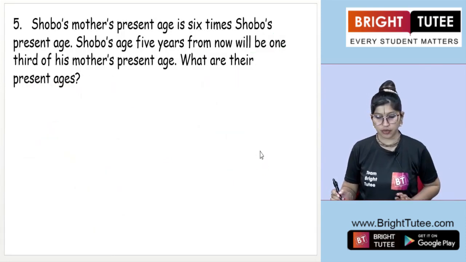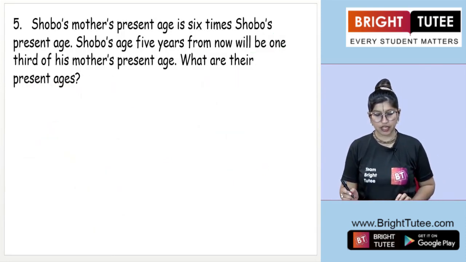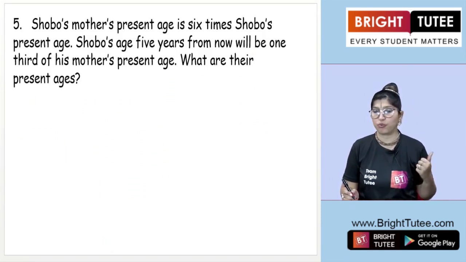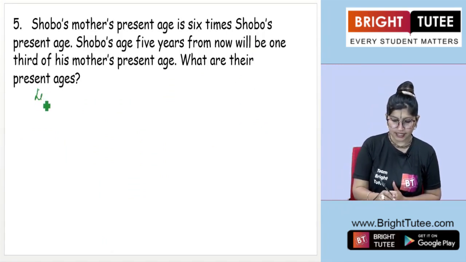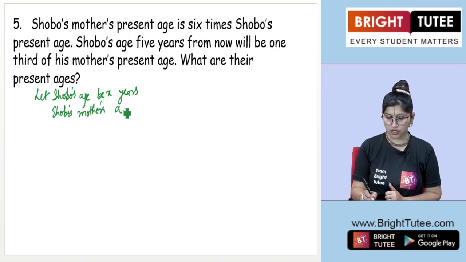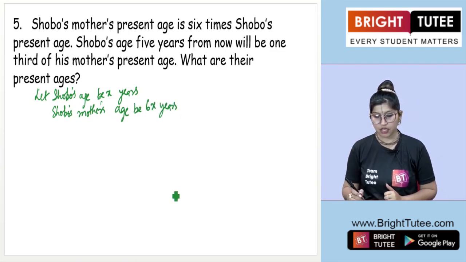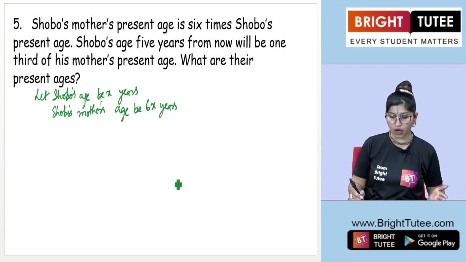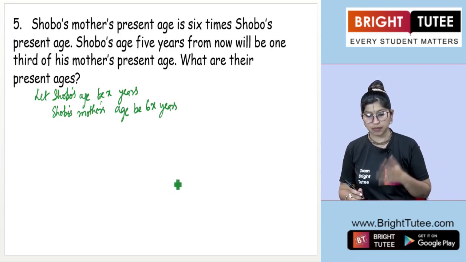Moving on to another question, question 5. Question 5 says that Shobo's mother's present age is 6 times Shobo's present age. So what is the first thing which we'll be doing? Yes, let Shobo's age be x years. Now what will be Shobo's mother's age? That will be 6x years, because that will be 6 times. Now Shobo's age 5 years from now will be 1/3 of his mother's present age.